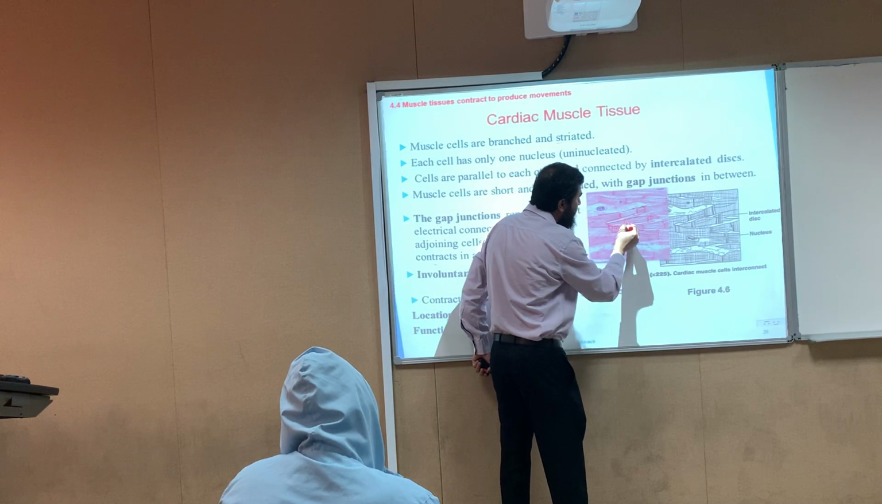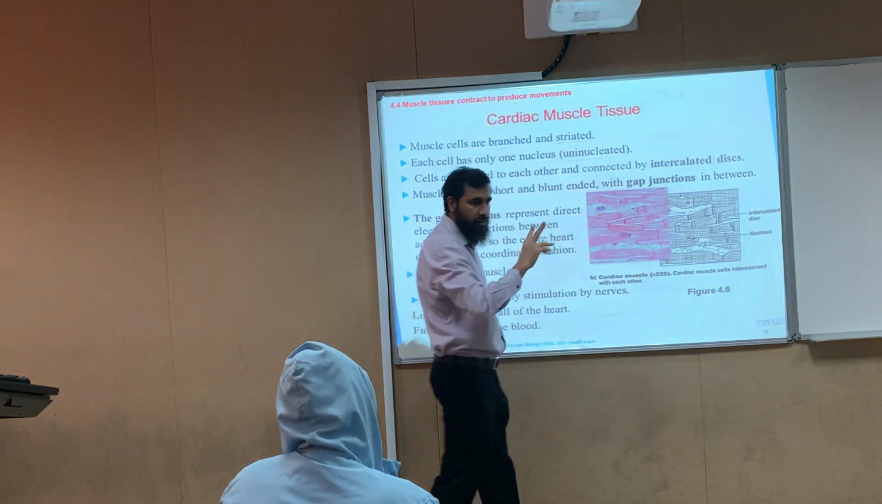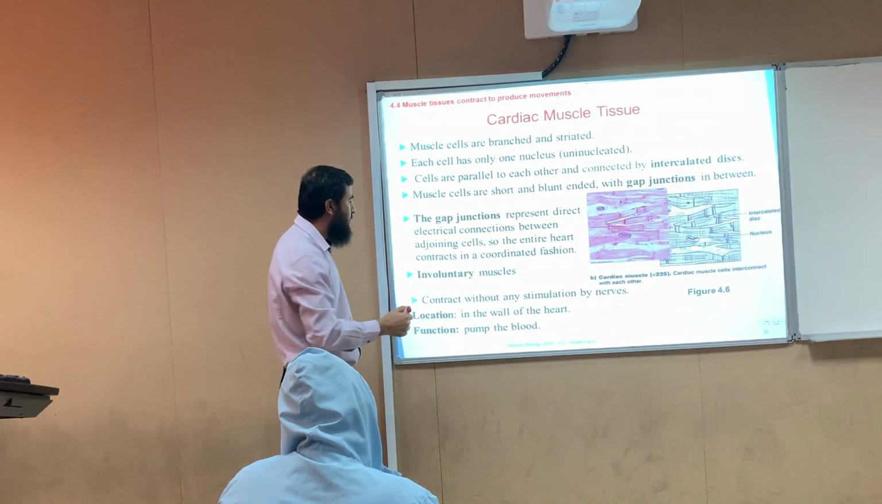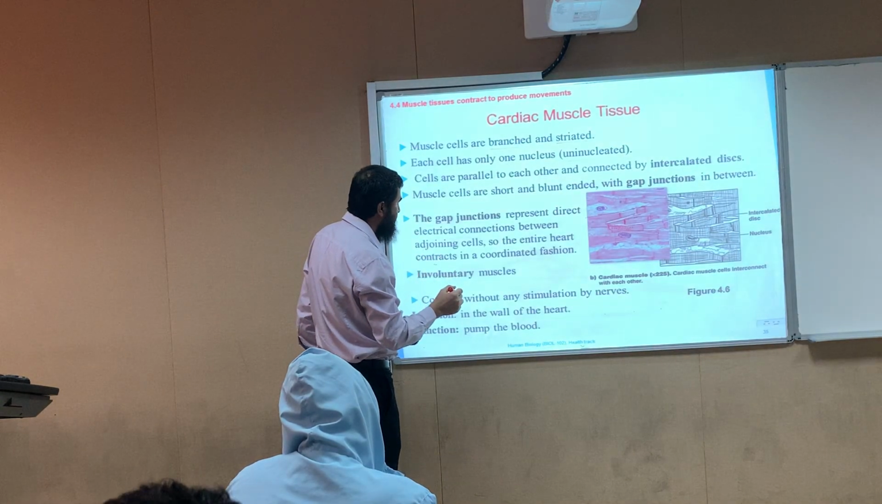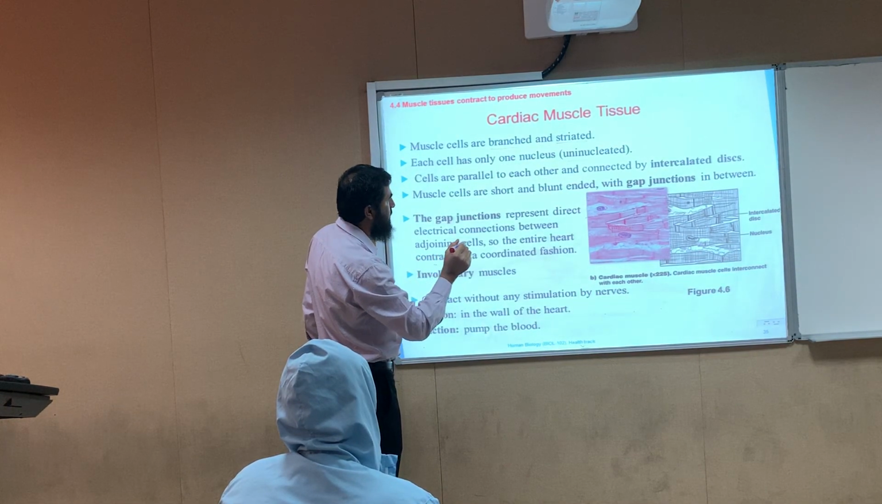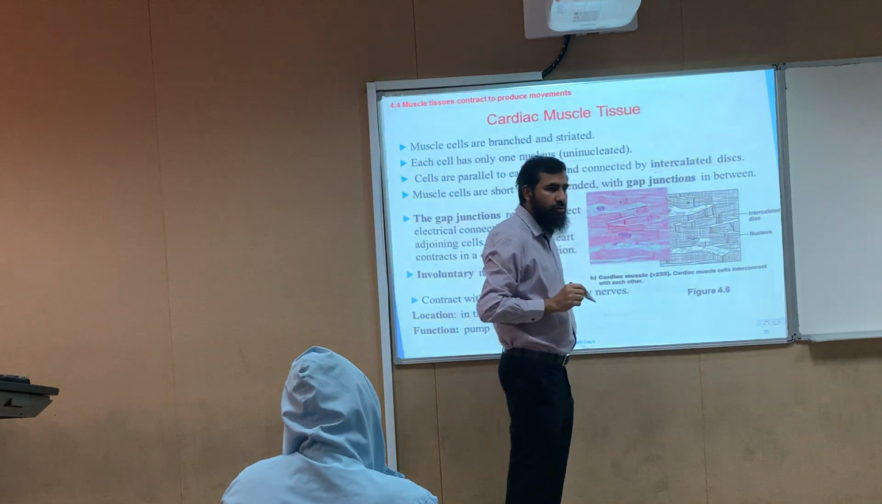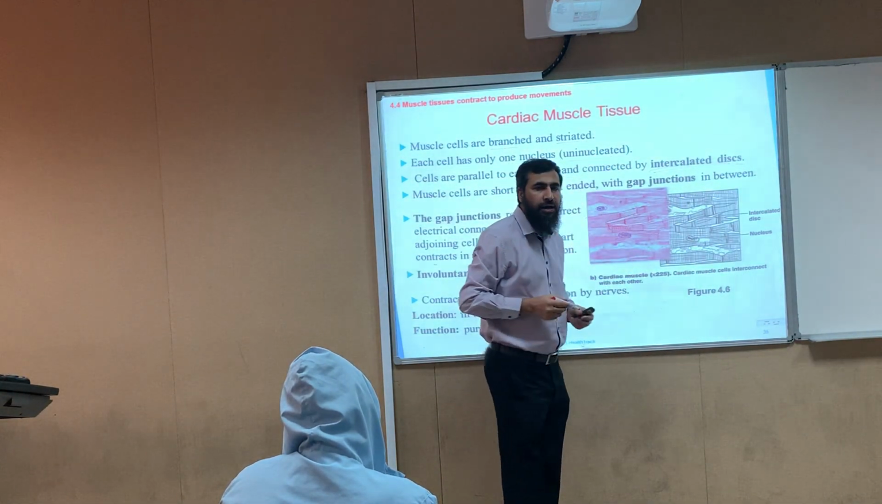The other difference is that they have these dark striations, okay? You see these darker striations in between the cells, where one cell ends and the other cell begins. We call these intercalated discs, okay? So these darker striations are intercalated discs.